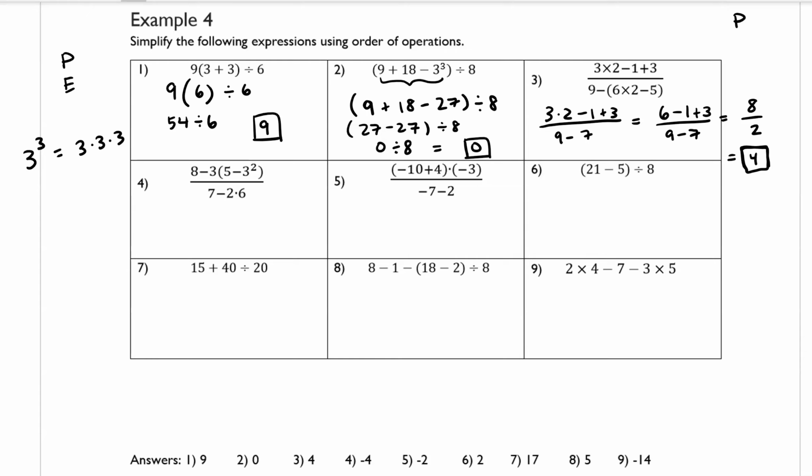I will leave it to you to do the rest of these, and please do note that the answers are on the bottom so you can check your work after you've completed them.